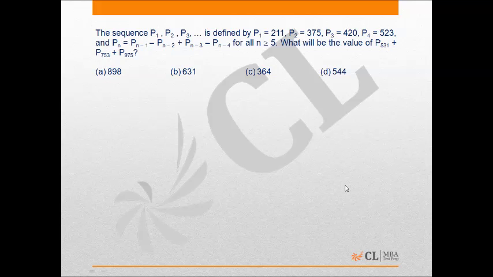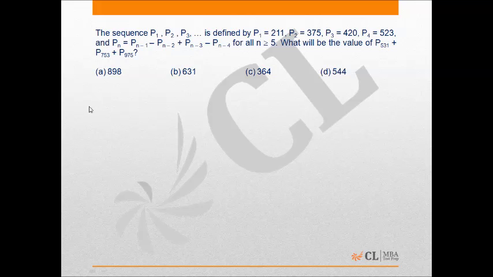This would be a level 2 question. The sequence P1, P2, P3 is defined by P1 is 211, P2 is 375, P3 is 420, P4 is 523, and Pn is equal to Pn minus 1 minus Pn minus 2 plus Pn minus 3 minus Pn minus 4 for all n greater than or equal to 5. And we have to find the value of P531 plus P753 plus P975.